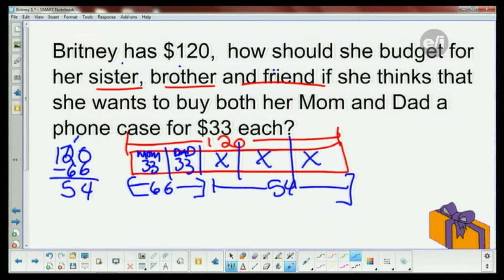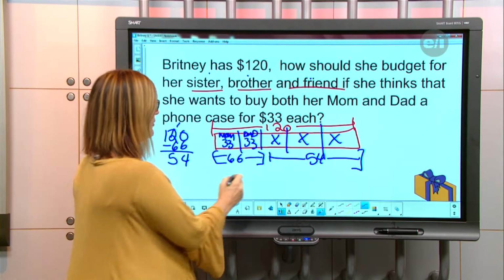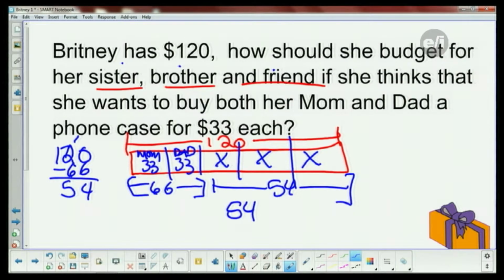So now they have to be equal. So we're going to do 54 divided by 3. And we're going to put the 3 on the outside here. Let's use a different color. 3 goes into 5 one time. And we're going to subtract it, and we get a 24. And then 3 goes into 24 8 times. So that tells me that each friend is going to get $18, okay?